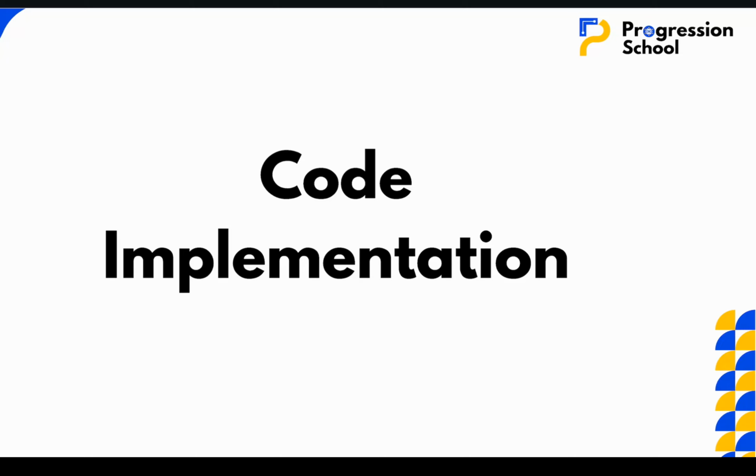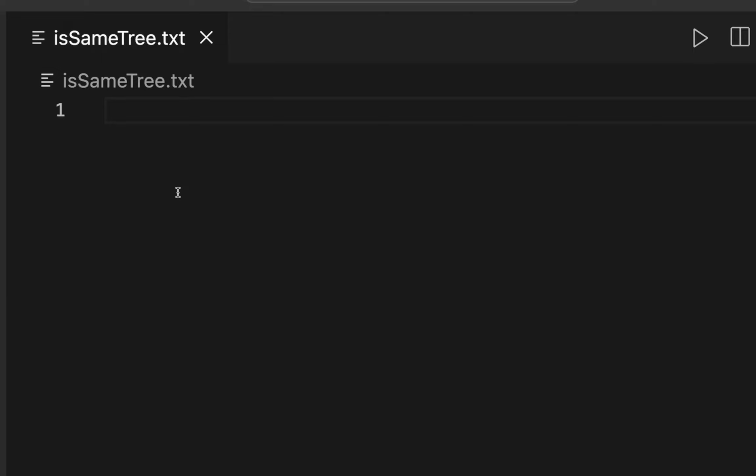In this video, we will see code implementation. Now let's quickly check the code implementation of this problem. So basically I'm writing in JavaScript, where isSameTree is a function with P and Q. These are my root nodes.